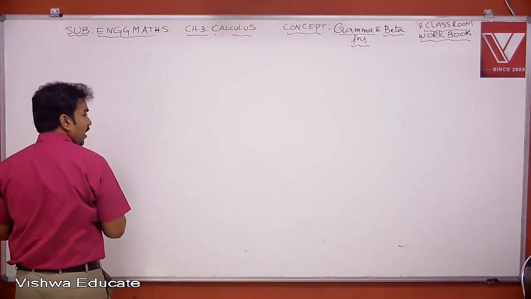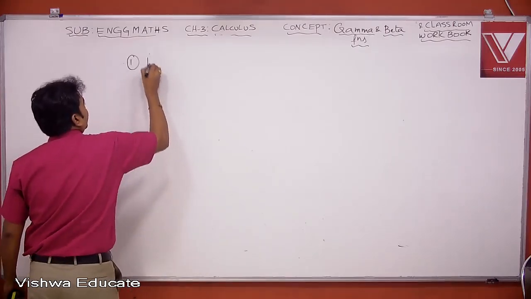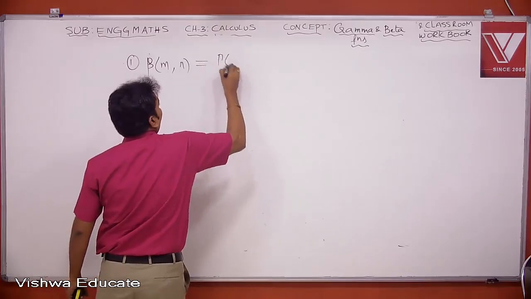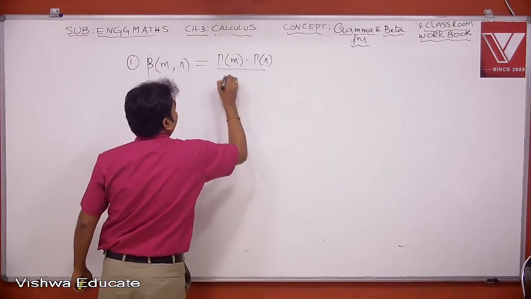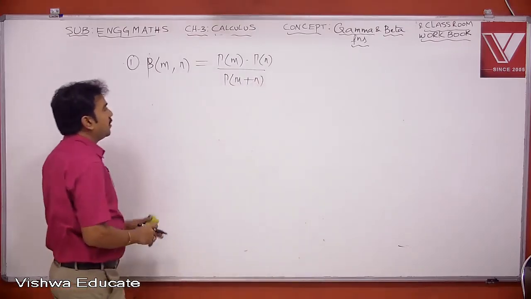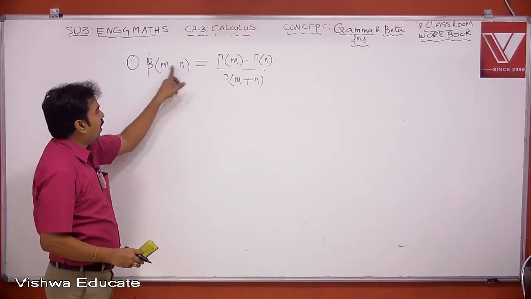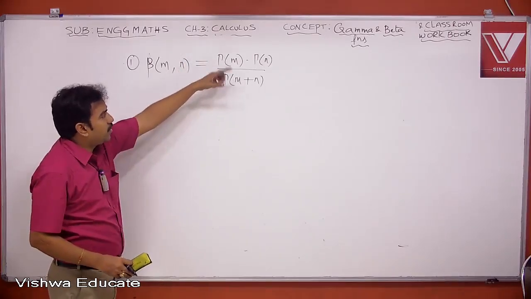Now we give the relation between beta and gamma functions. The relation is this: beta of m comma n equals gamma of m into gamma of n divided by gamma of m plus n. This is the relation between beta and gamma functions. Now even when you give large values of m and n, you can easily handle this integral by using gamma functions.